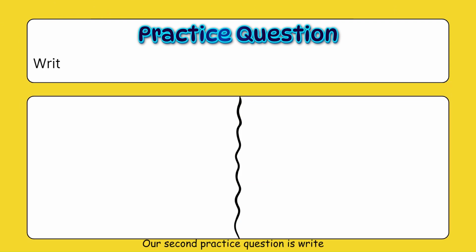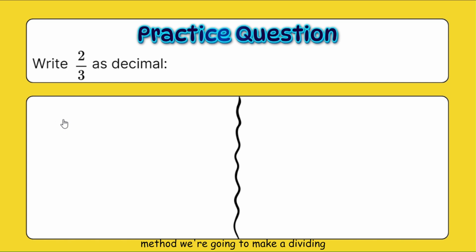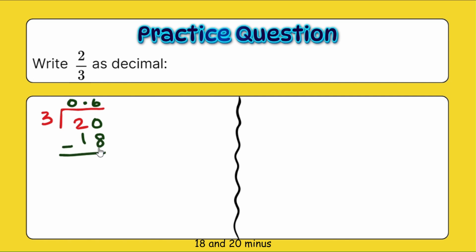Our second practice question is, write 2 over 3 as a decimal. Now we are going to do it by 2 different methods. First we are going to do the short division method, and then we are going to turn 3 into 9. To do this question by the short division method, we are going to make a dividing bar, put 2 inside and 3 outside. Now we know that we cannot take any 3s from 2, so I'm going to put a 0, a decimal point, and then a 0 next to 2. That makes it 20. Now I know that 3 times 6 is 18, and 20 minus 18 is 2.